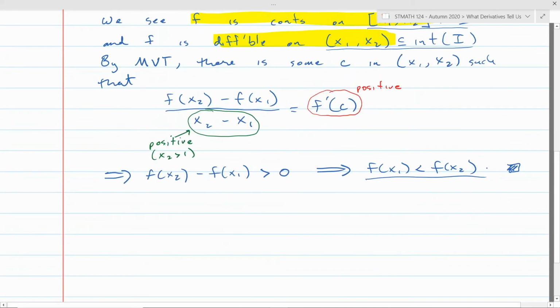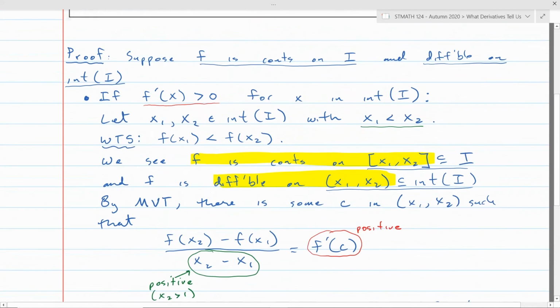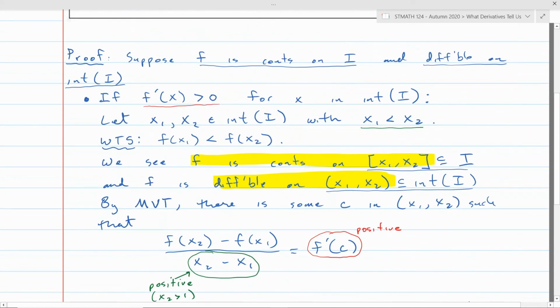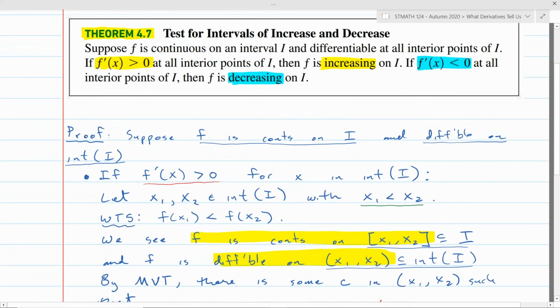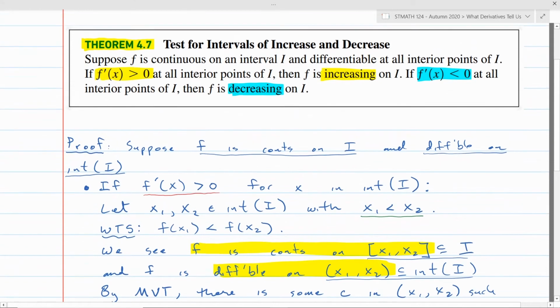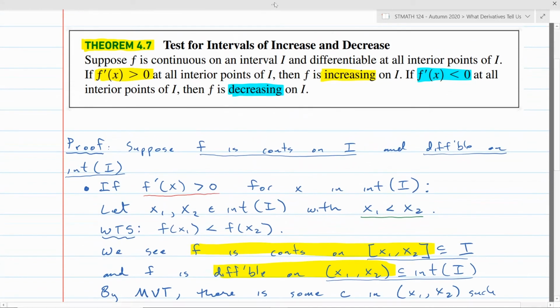Remember I said when we covered the section on the mean value theorem that the mean value theorem was an important underpinning to big results in calculus. Well, this is a very big result in calculus, that the derivative tells you where the function is increasing and decreasing, and it all comes down to using the mean value theorem.